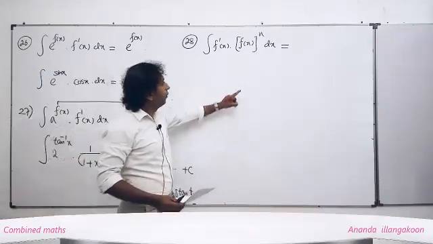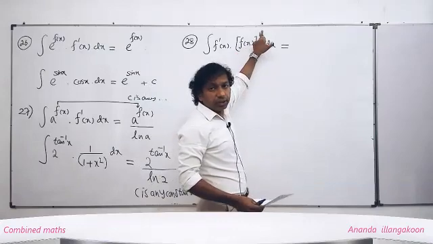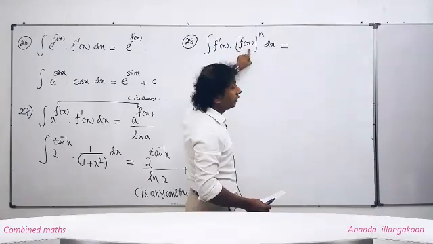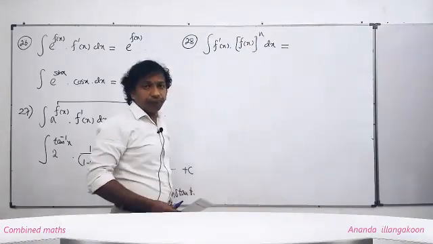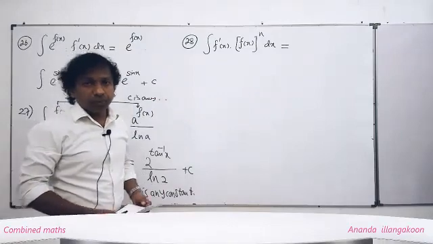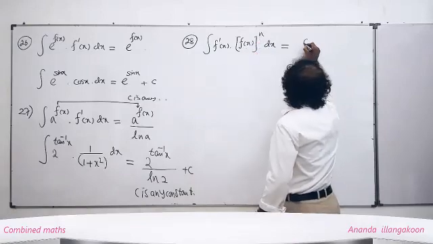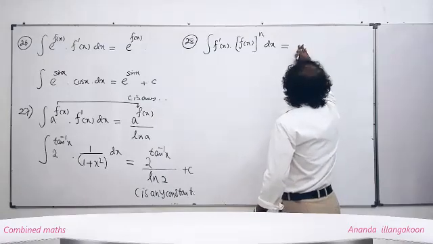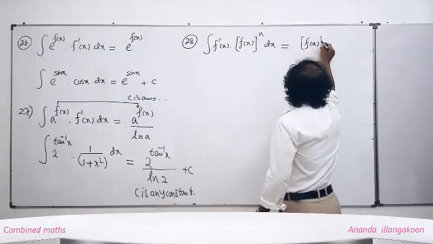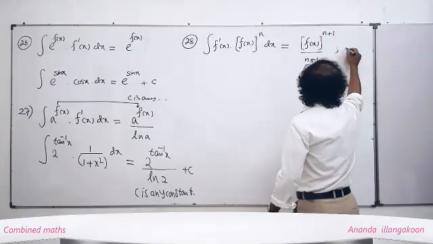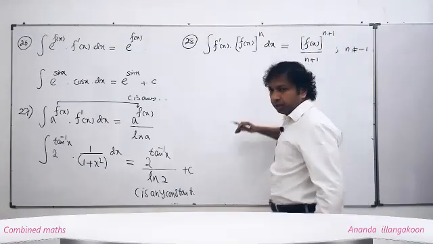See here the integrand. Its form is, within the bracket we have a function f(x), its nth power, and it is multiplied by the derivative of the function within the bracket, f dash x. Then the integral is going to be, people, add 1 to this power with f(x): f(x) to the power n plus 1 divided by n plus 1. Here n is not equal to minus 1.